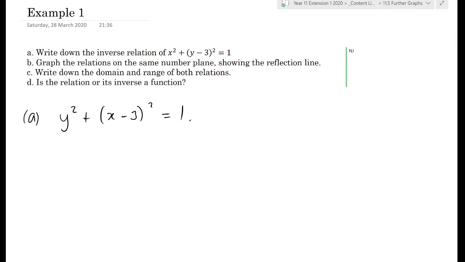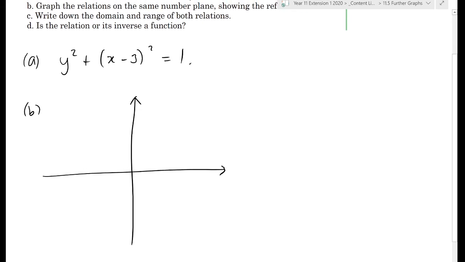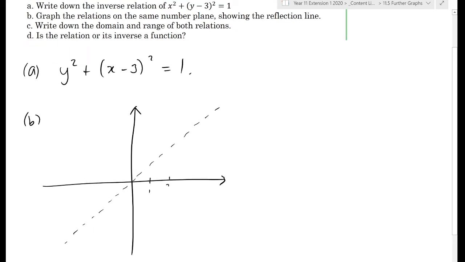Graph the relations on the same number plane showing the reflection line. So if we start off with our Cartesian plane, we'll start with the reflection line. The reflection line is y is equal to x, and it's always y is equal to x when we're doing these inverses. So 1, 2, 3, 4, 1, 2, 3, and that's all we really need for this.